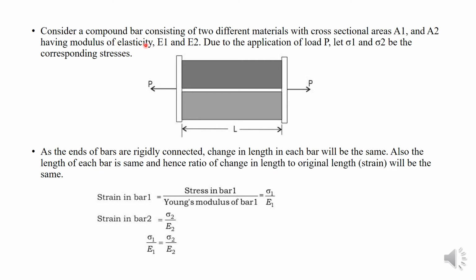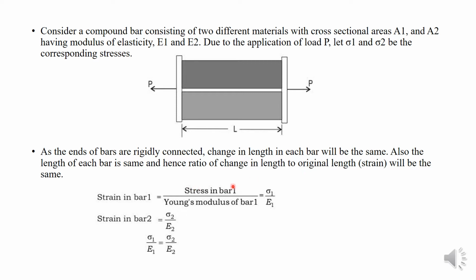Consider a compound bar consisting of two different materials with cross-sectional areas A1 and A2 having modulus of elasticity E1 and E2. Due to the application of load P, let sigma 1 and sigma 2 be the corresponding stresses. As the ends of the bars are rigidly connected, the change in length in each bar will be the same. Also, the length of each bar is the same, and hence the ratio of change in length to the original length will be the same. That means strain is the same for both the bars.